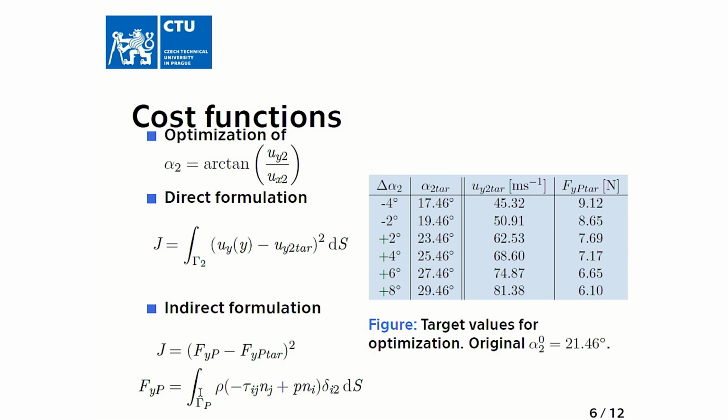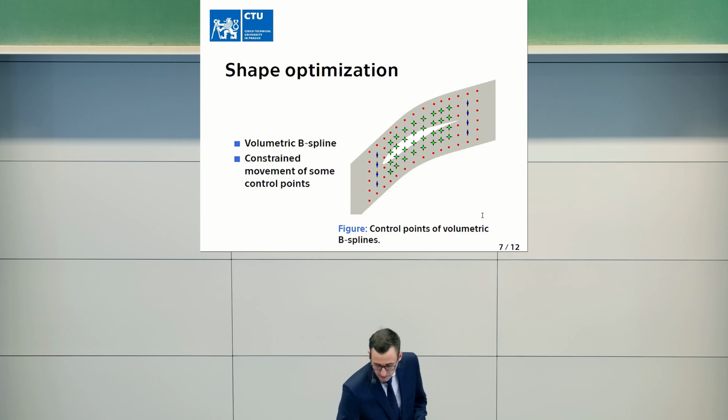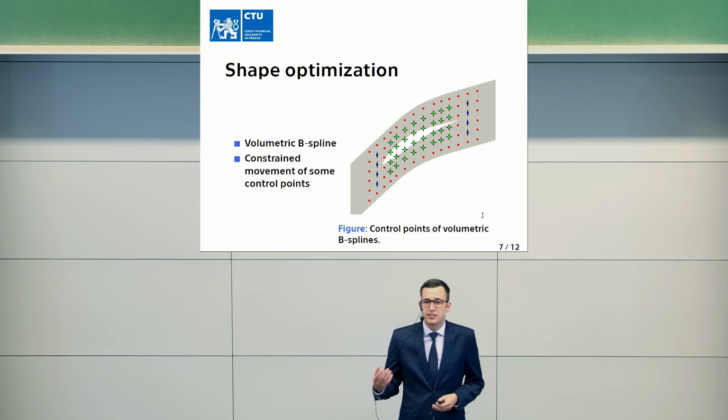And another difference, a very important one, is that this indirect formulation uses all the available information from the flow field. So it uses all the variables: the kinematic pressure, velocity, and also the turbulent variables. The target values for the optimization here on the right are not so important. What is important to note is that we will be trying to change the original outlet stream angle from -4 degrees up to 8 degrees with respect to the original design angle, which was 21.46 degrees.